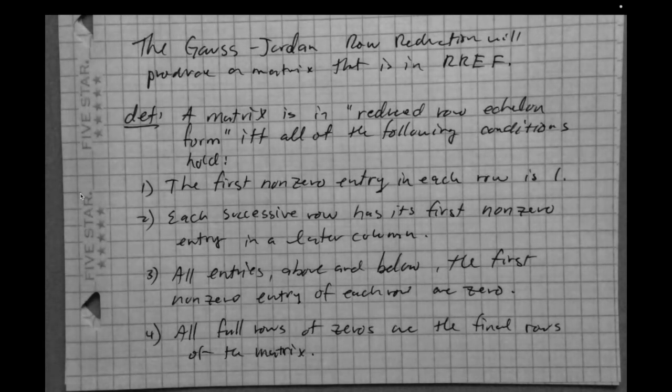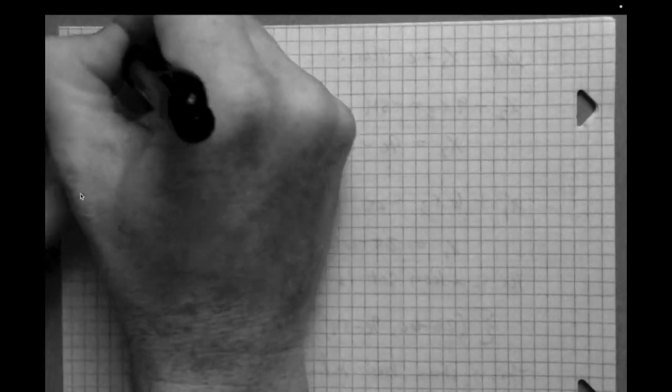Okay, so those are the 4 conditions that indicate reduced row echelon form. If all 4 of these conditions are met, then your matrix is in the RREF format. Let's see some examples of matrices in reduced row echelon form. Let's just write a couple out.